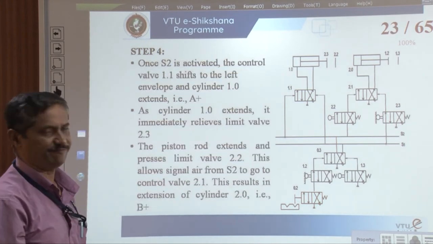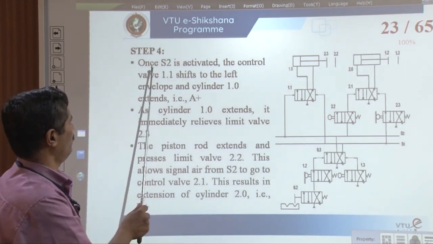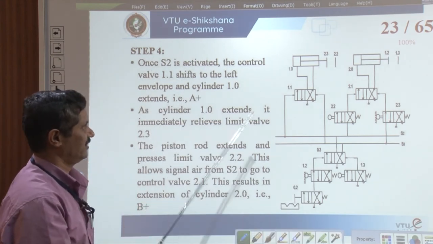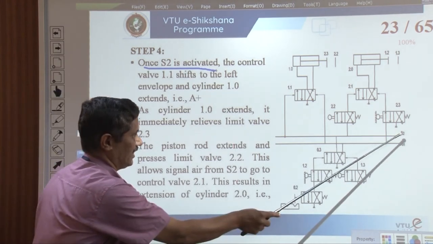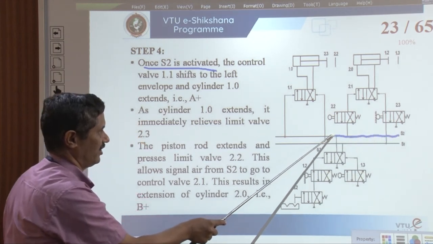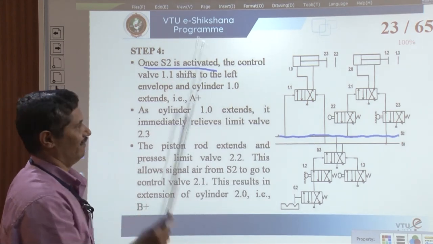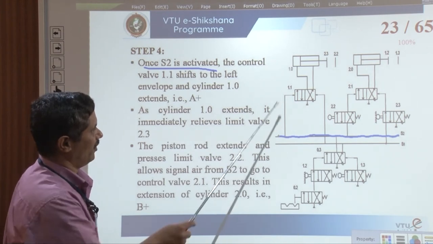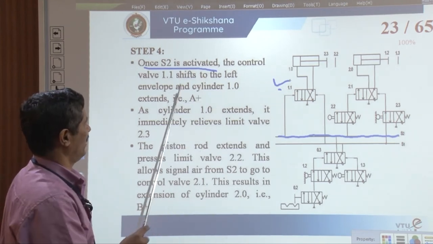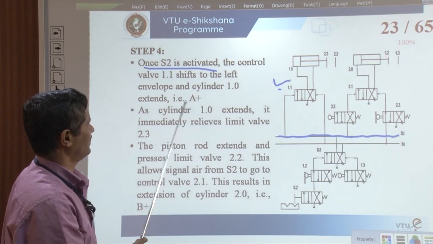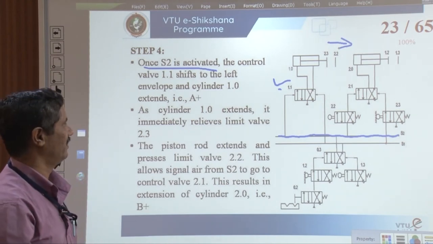So, now in step 4, it is almost done, we have done it in the initial stages. Since S2 is activated, observe this, that means this line is activated, as I told initially, S2 is activated. The control valve 1.1 shifts to the left envelope and the cylinder extends, A+. This will happen.